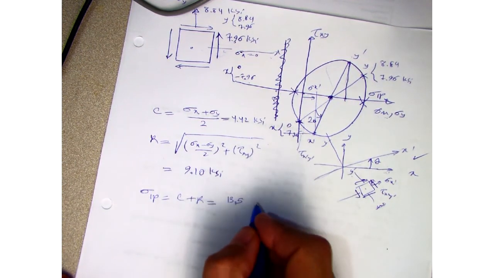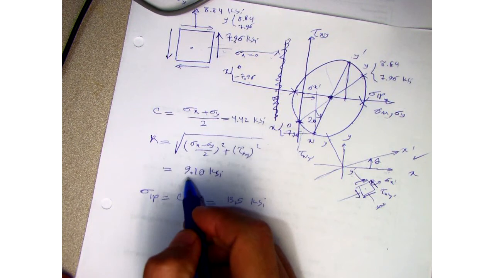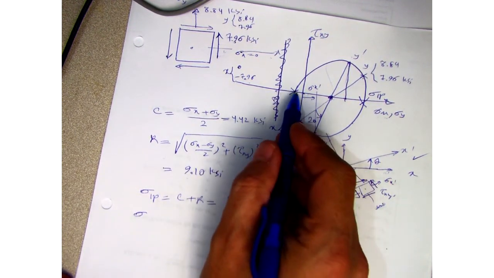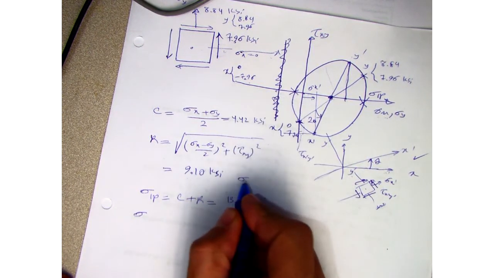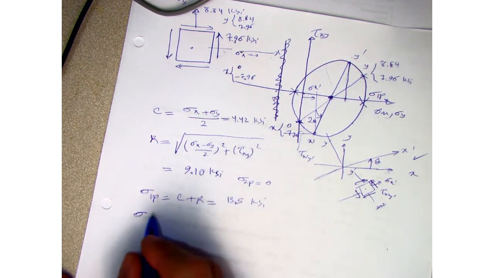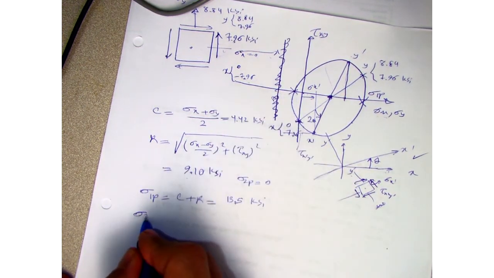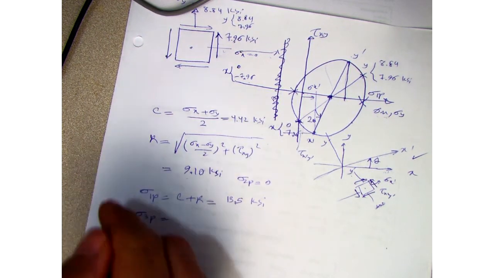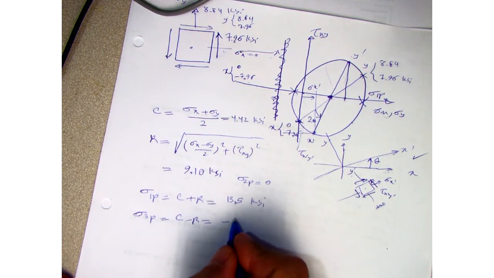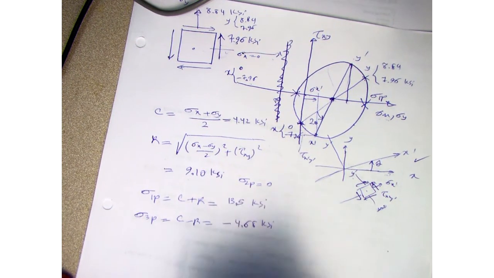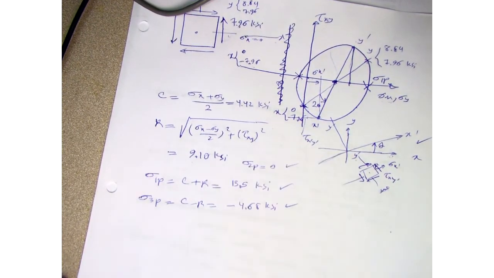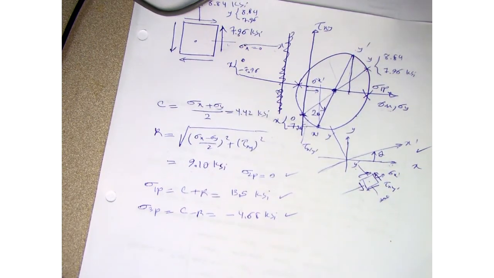Okay, let's say it's 13.5 KSI. And sigma, the other principal stress here, I know that my second principal stress from the z-axis is already 0. So this one will be my third one. The third principal stress for this problem is going to be C minus R, which is basically what I had before, negative 4.68. So we found these two, and we had this. So using Mohr Circle, this is how you find your principal stresses.